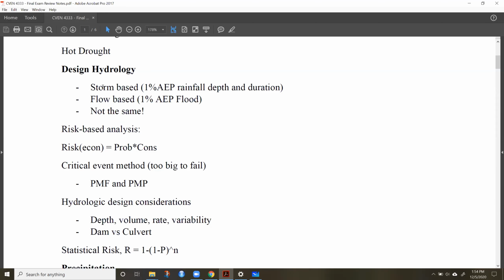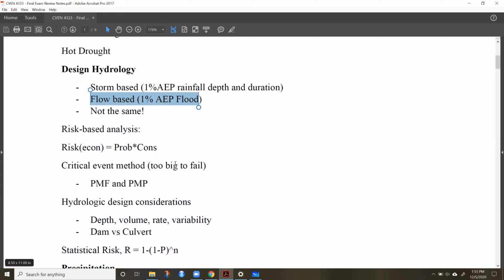As far as design hydrology goes, be familiar with the different types of approaches for design hydrology, risk-based analysis, know what the probable maximum flood and the probable maximum precipitation are. Also know the difference between a storm that comes from a 1% AEP rainfall versus a 1% AEP flood event.